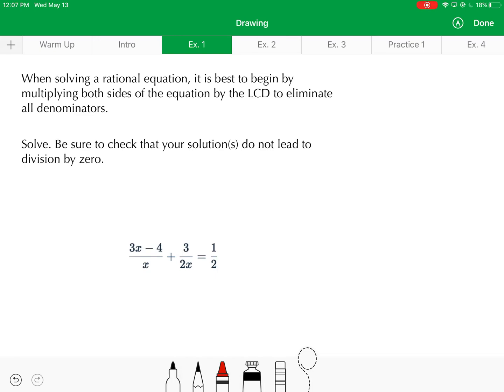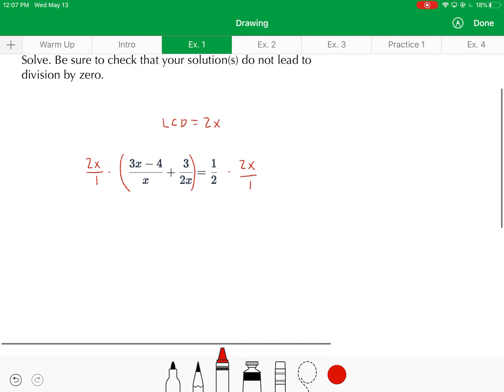Okay, so notice this first equation. There are three rational expressions within it, and the denominators are x, 2x, and 2, which means the least common denominator here is 2x. So I'm going to begin by multiplying the left side by 2x over 1. And since this is an equation, whatever I do to the left side, I have to do to the right side as well to maintain balance. Since the left side has two expressions being added together, this 2x is going to have to distribute into them.